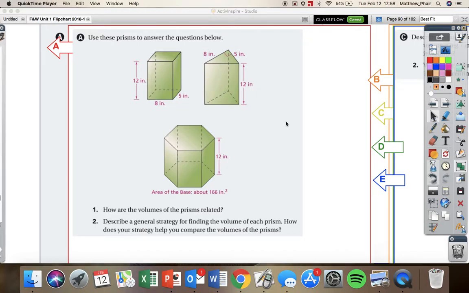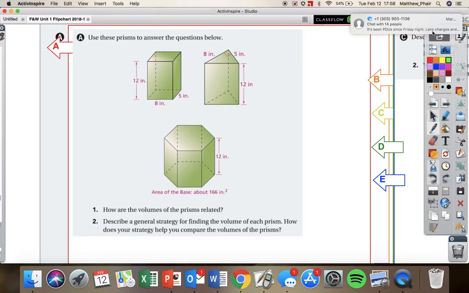All right, so you have been finding the questions below of how the volumes of the prisms are related. In order to find how they're related, hopefully you actually found the volume of the prisms. So I'm going to come over here. Please excuse me, I'm not going to write the units because the writing on this is really bad, but I am going to show you my math.